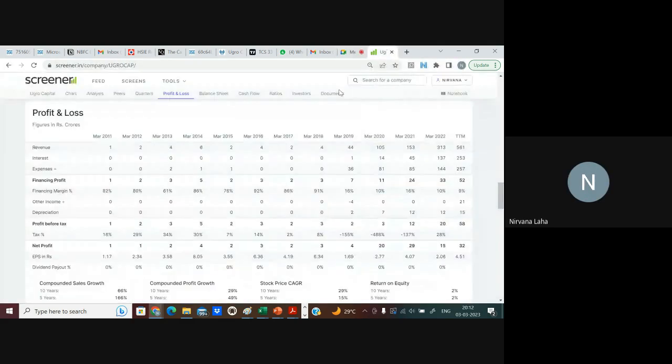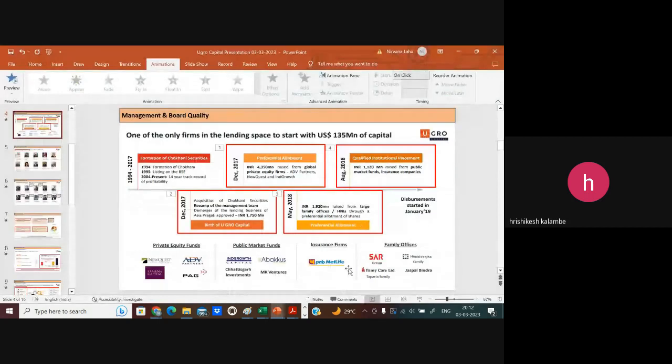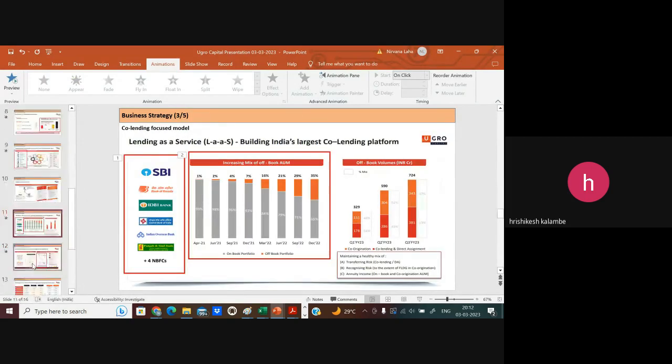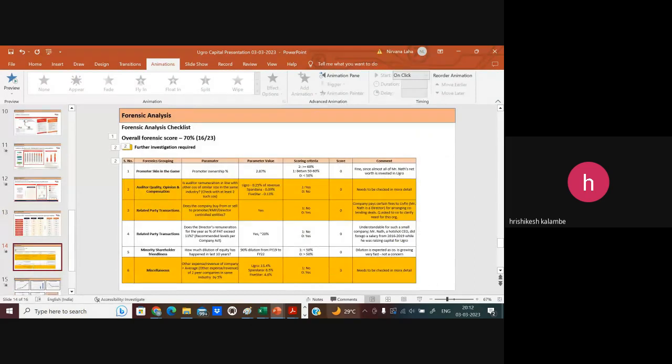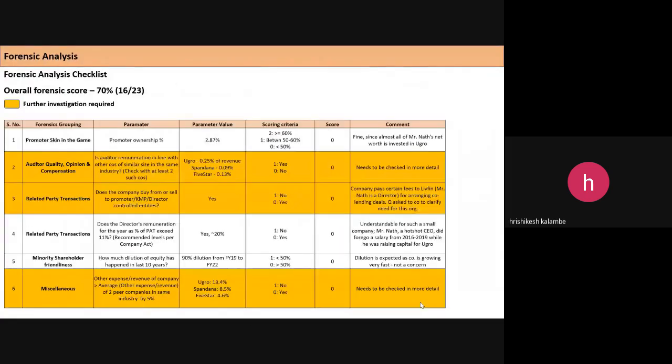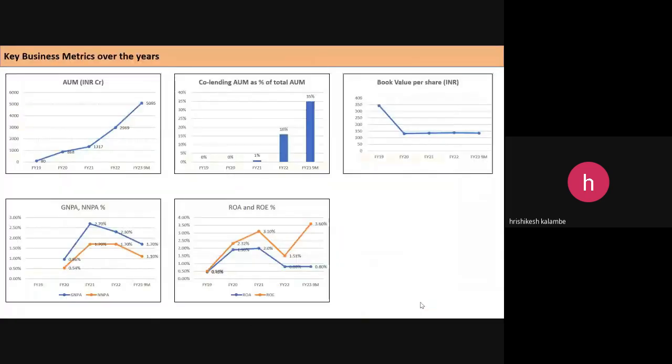Any other questions? Yeah, Rishikesh. In NPA numbers, you mentioned after 4 to 5 years, the NPA numbers will kick in. So I was asking, what is the tenure of loans they are lending? Are they lending long tenure?